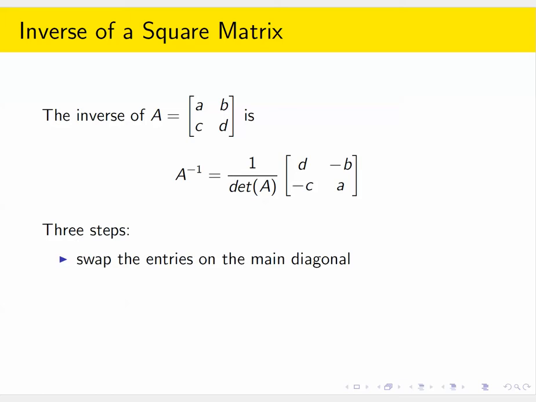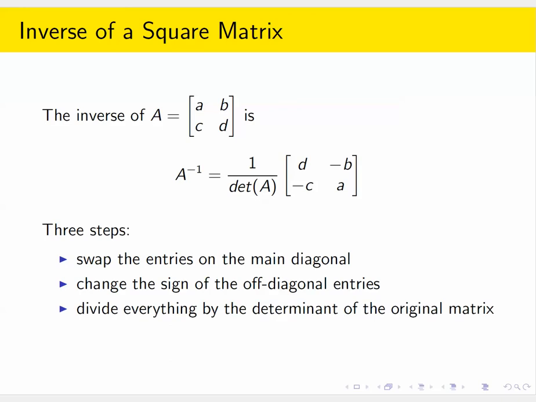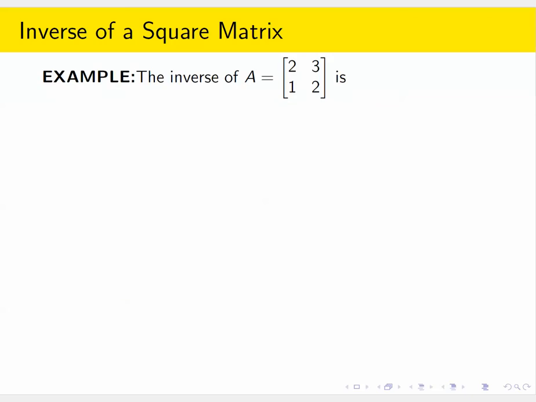So 3 steps. Swap the entries on the main diagonal from top left to bottom right. That's where we switched A and D. Change the sign of the other entries, the ones that are not on the main diagonal, and then divide everything by the determinant of the original matrix. Let's work through an example. Let's find the inverse of 2, 3, 1, 2.